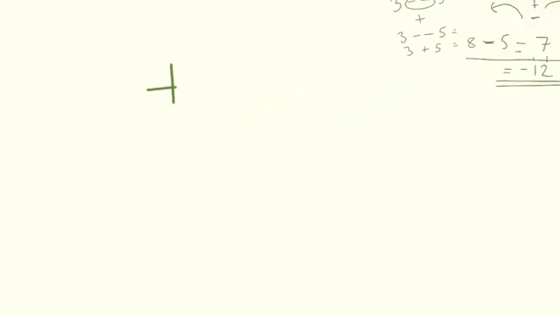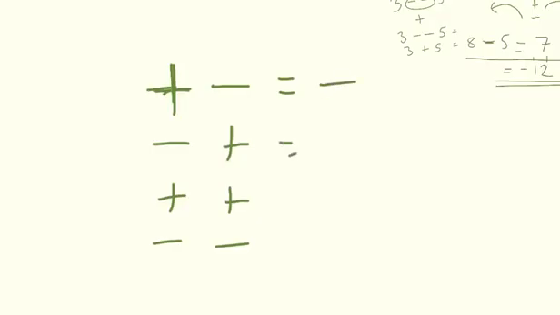A negative and a positive makes a negative. A negative and a positive make a negative. Positive, positive makes positive, and two negatives make positive. Alright, just look at that. Just look at it, think about it, and I'll give you an example so that you can definitely understand it.